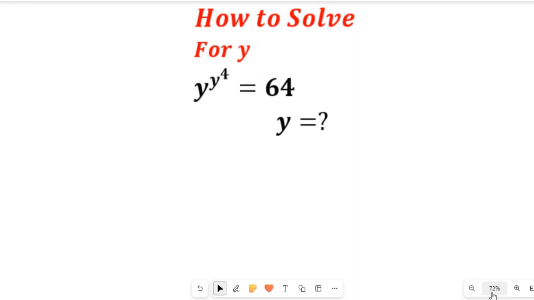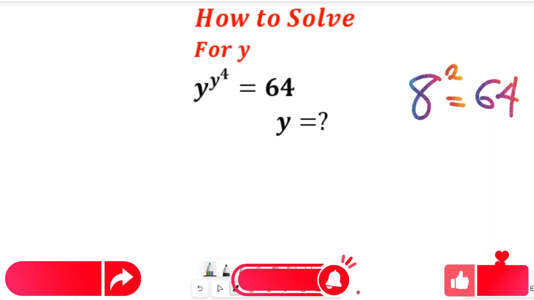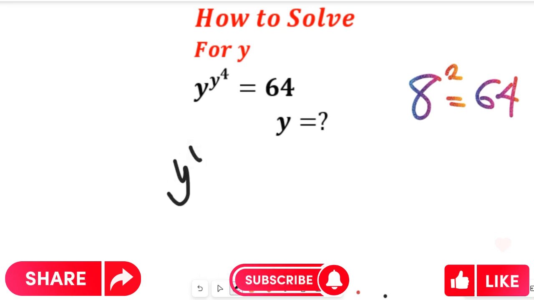Now to solve this, we are going to simply simplify. Note that 8 to the power of 2 is equal to 64. I guess you know that. So if we have that, we can simply simplify the right hand side. So let's start solving. We'll have y to the power of y to the power of 4 equal to 8 to the power of 2.